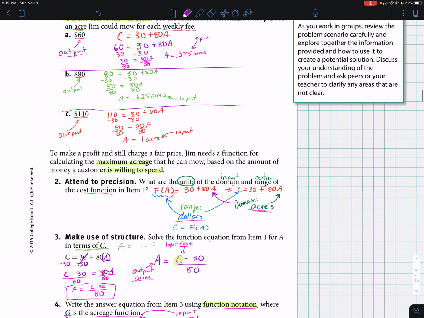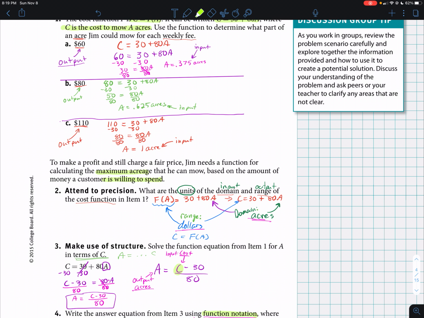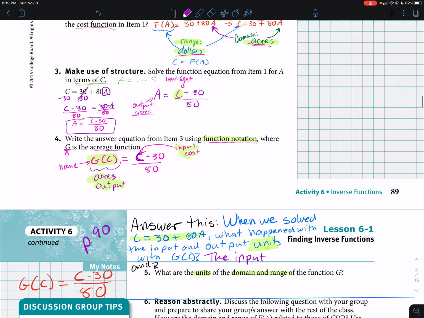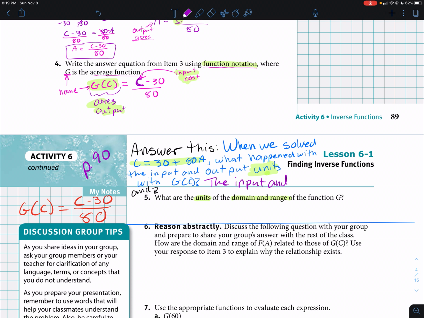So when we started, our input was acres and our output was the dollars. But when we solved it, when we changed it, our input became the cost and our output became the acres. So you should have said the input and output units switched. And the units of the domain and range of function g: the domain units were the dollars, cost in dollars, and the range unit was acres.